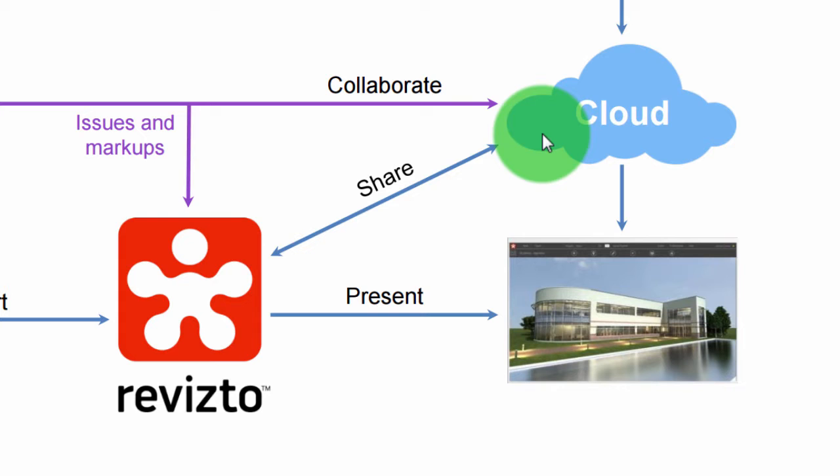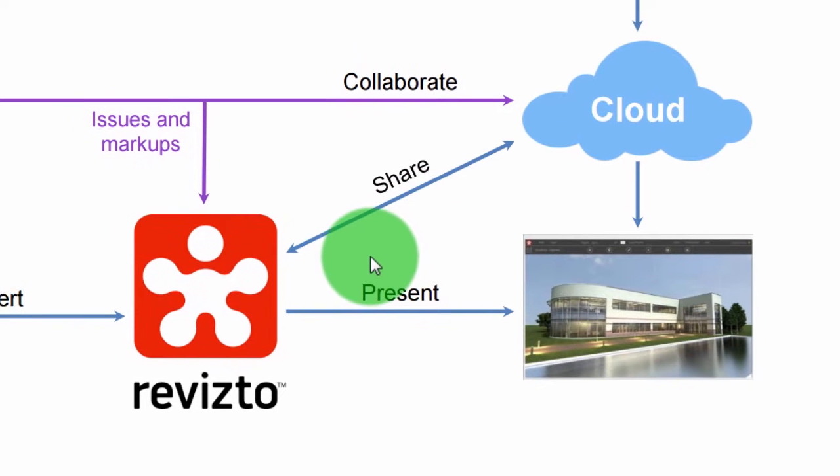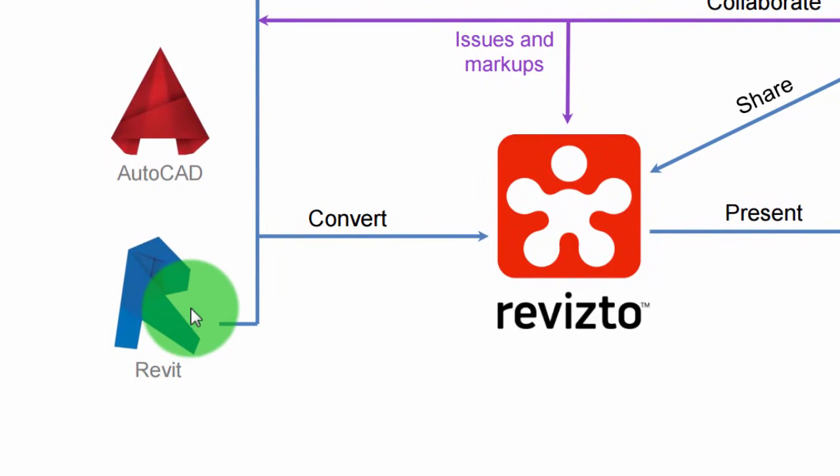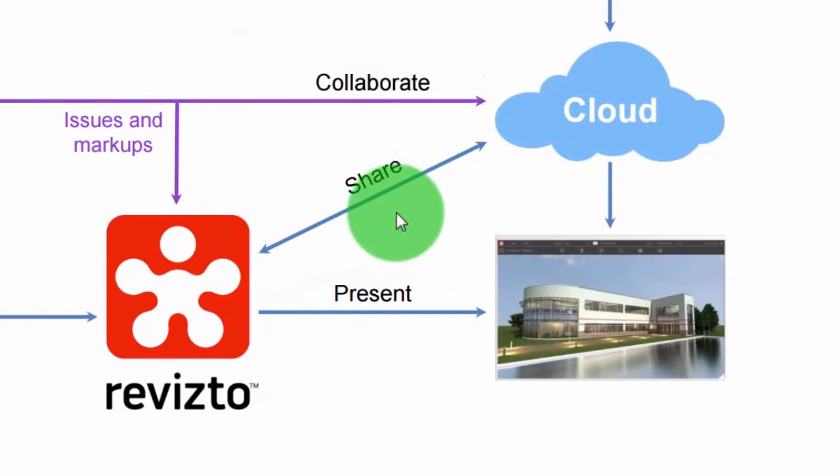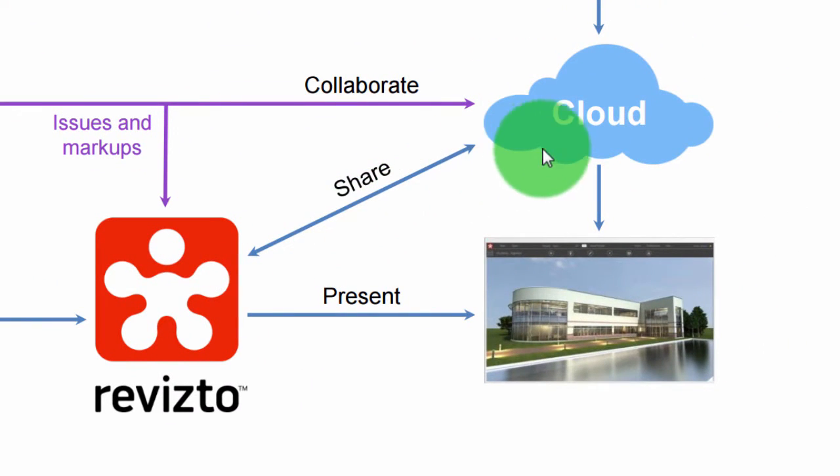The next step in the more commonly used workflow for Revizto is going to be coordination and collaboration, in addition to presenting and walking through the model. So in this workflow, we're still going to follow the same process. We're going to convert our RVT file into Revizto, share that up to the cloud, and invite our team members.